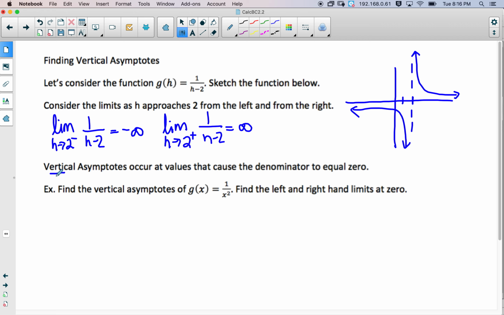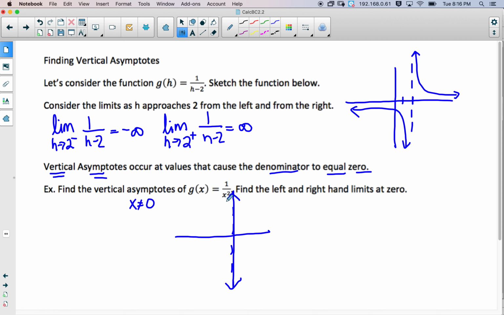So this is the important part here. Vertical asymptotes occur at values that cause the denominator to equal 0. So let's take a look at this problem. Find the vertical asymptotes of g of x equals 1 over x squared. Where would be the vertical asymptote? x cannot equal 0, so we know that there's a vertical asymptote here at 0. So I'll just kind of draw over it.